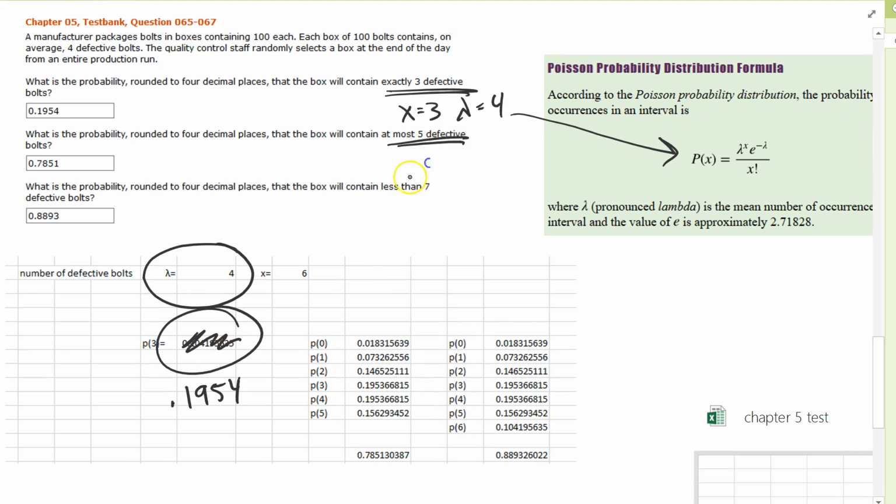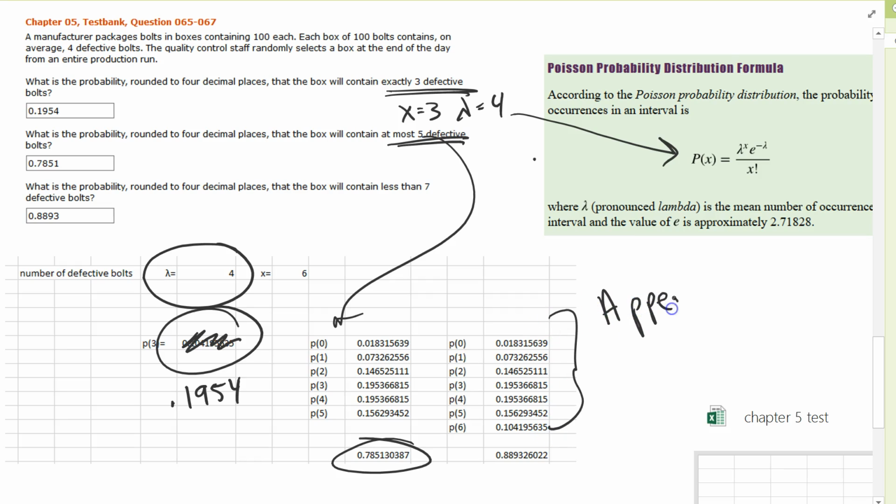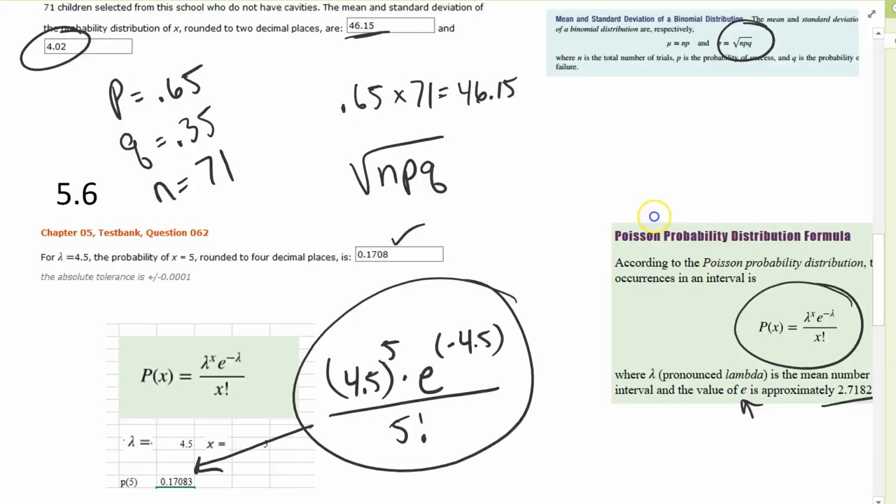Here we're going to have to do at most 5, so we need to do the probability of 0 plus the probability of 1 plus the probability of 2 and so forth. So you can see I did that here and I added those up and I got that answer. So these are a little tedious. If you have Excel, that can work out well. You can also see this table in Appendix B. It gives you that printout, so you don't have to necessarily calculate it, but you should be able to. If you have any other questions, please keep me posted.